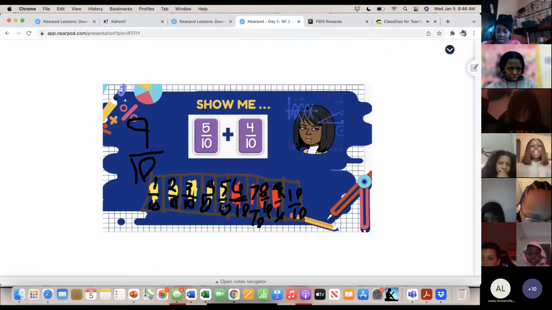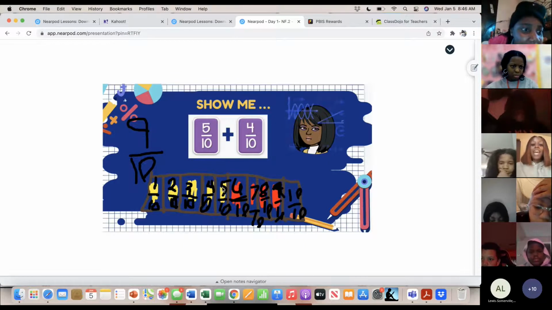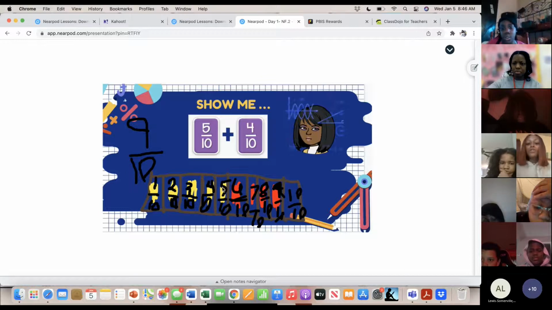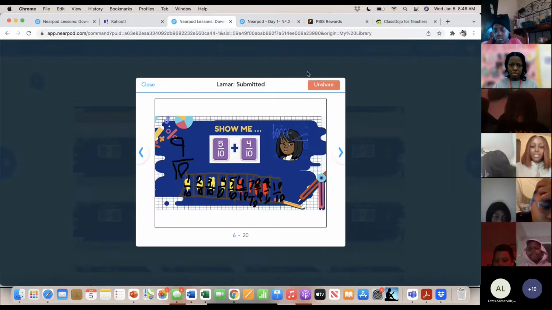I love this, Lamar. First, he drew his fraction bar. He has all his parts. He labeled his parts. And then also you can see his 5/10 is in yellow. So he added 1/10, 2/10, 3/10, 4/10, 5/10. And then in order to combine, he switched colors to represent his 4/10 and started over: 1/10, 2/10, 3/10, 4/10. Because each of these parts are worth 1/10. And he was able to see that he stopped at 9/10. I love this, Lamar. This is amazing.